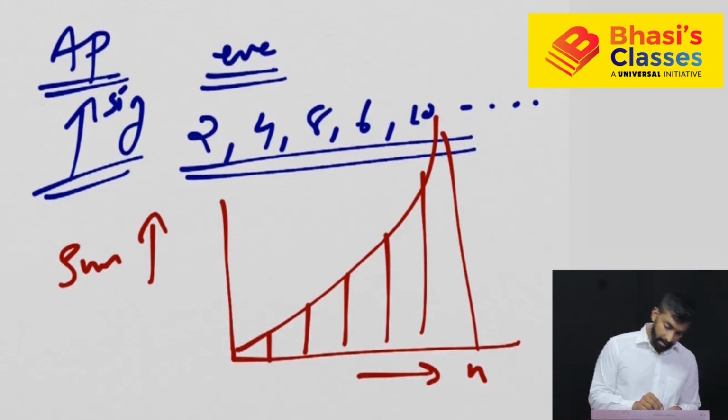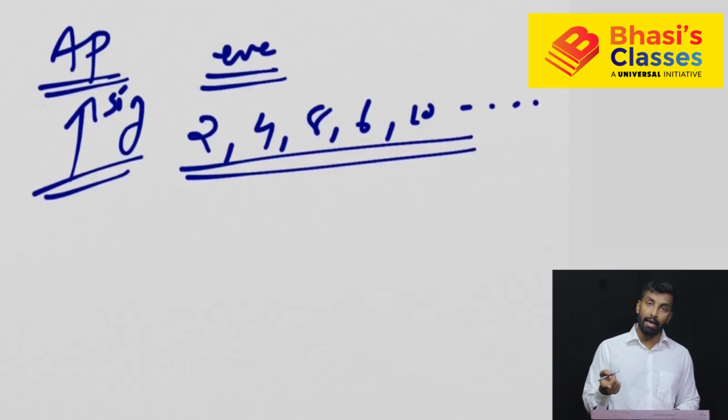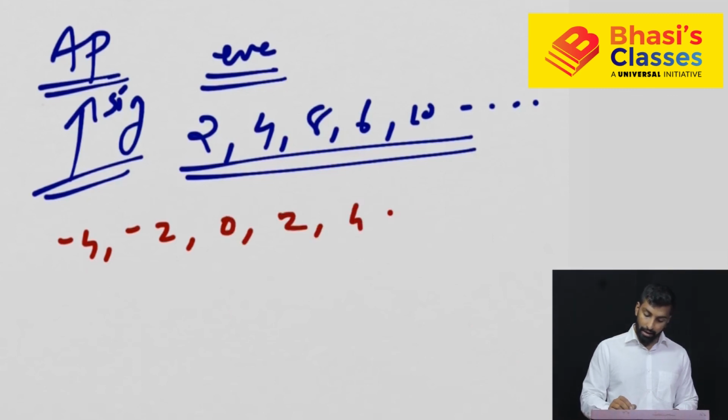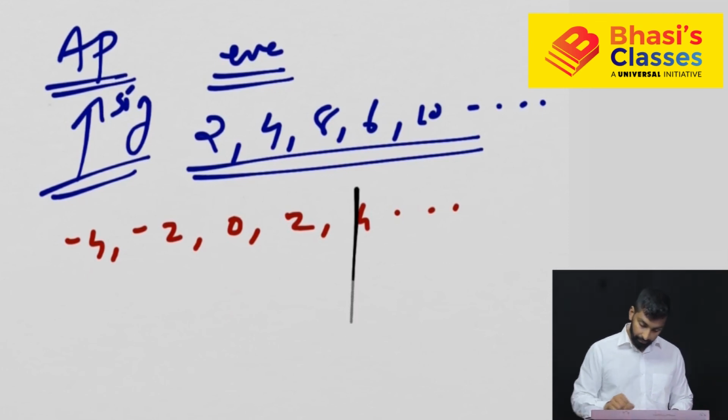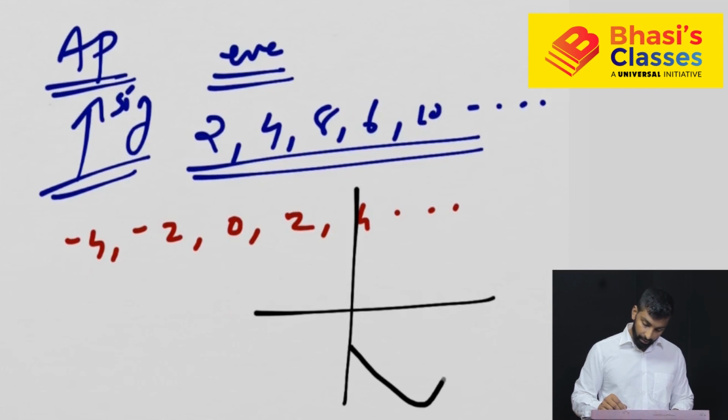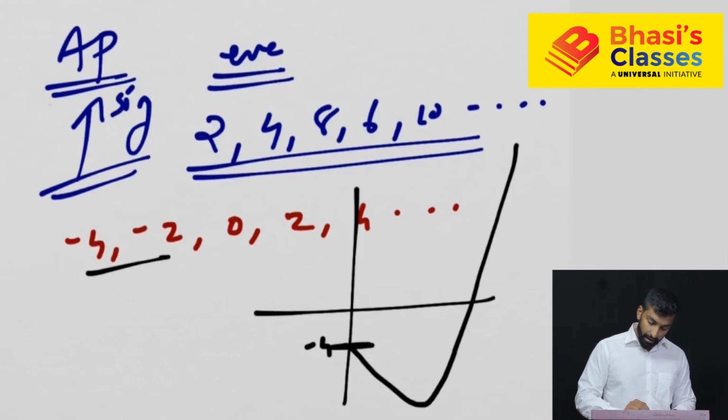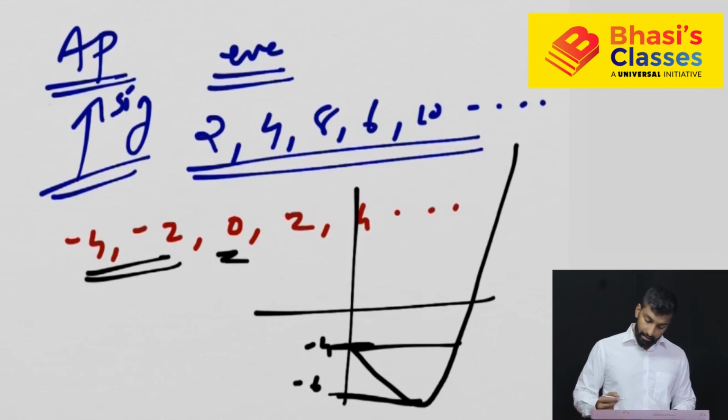Now what about an increasing AP which is starting with a negative number, like minus 4, minus 2, 0, 2, 4, etc.? How will it look if you plot it on a graph? It will start from negative, go further negative, and then come back. Why? Because the first term is minus 4, then minus 4 minus 2 is minus 6. Then if you add 0, it is the same. Then you add 2, it becomes minus 4 again, then you add 4, it becomes 0.